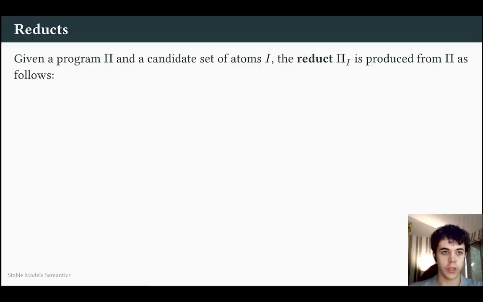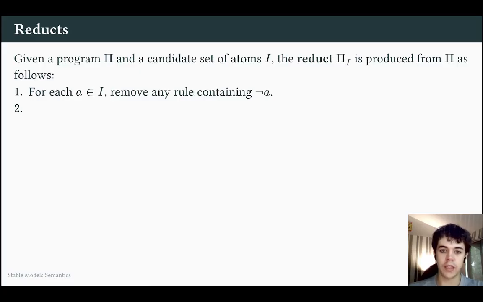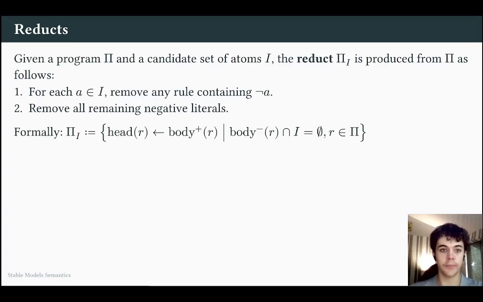So, reducts. Given a program pi and a candidate set of atoms I, which is the candidate interpretation, the reduct pi^I is produced from pi as follows. For every atom A in the interpretation, remove any rule from pi containing not A. Remove all remaining negative literals from pi.